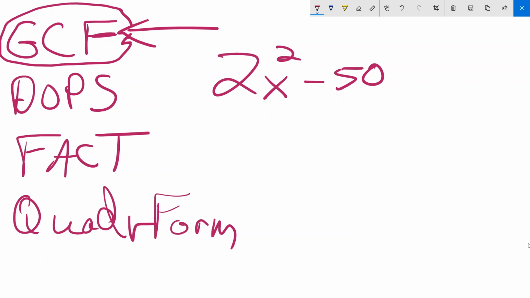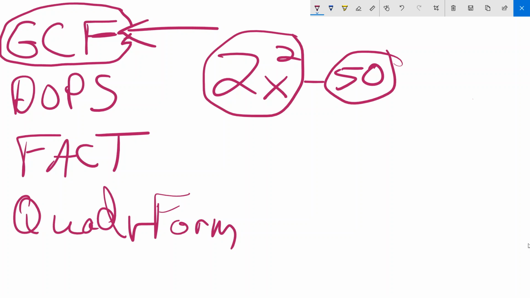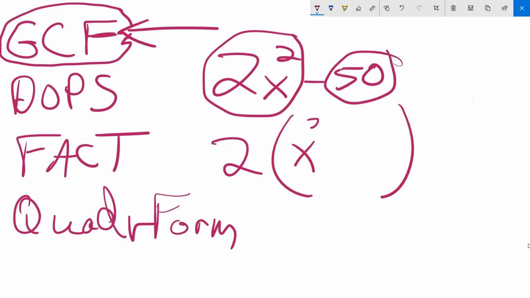2x. What's the greatest common factor? What can you divide that by and that by evenly? 2, that's it. What's left behind? X squared minus 50. No, dividing both terms by 2, x squared minus 25. Right. And whenever you do that step, I always immediately multiply it back together again to make sure I didn't change it. If I multiply this back together, I get 2x squared minus 50.